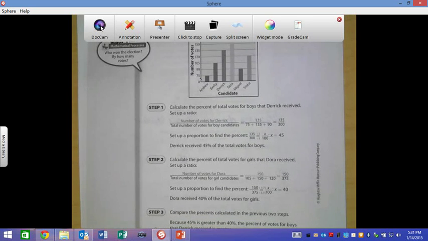Step 1, you need to calculate the percent of total votes for boys that Derek received. In order to do that, you need to set up a ratio.